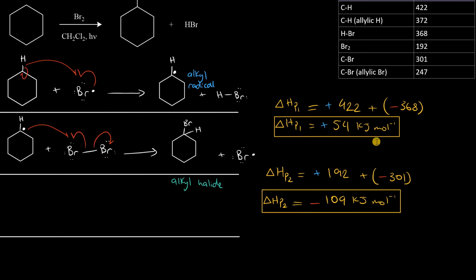So just by these simple calculations, we can see that the formation of the alkyl radical in the context of monobromination is endothermic, but the formation of the alkyl halide is greatly exothermic. So the net result is that energy is released in this reaction.